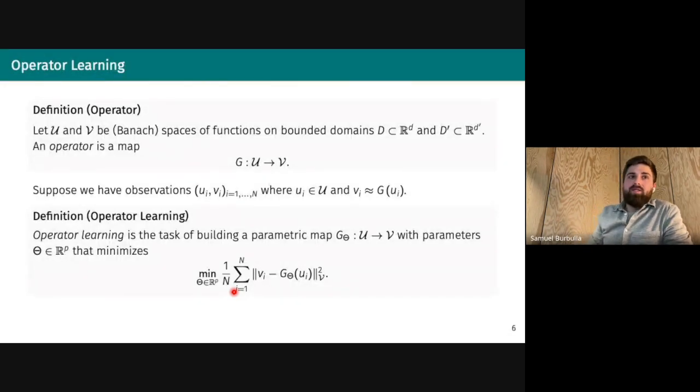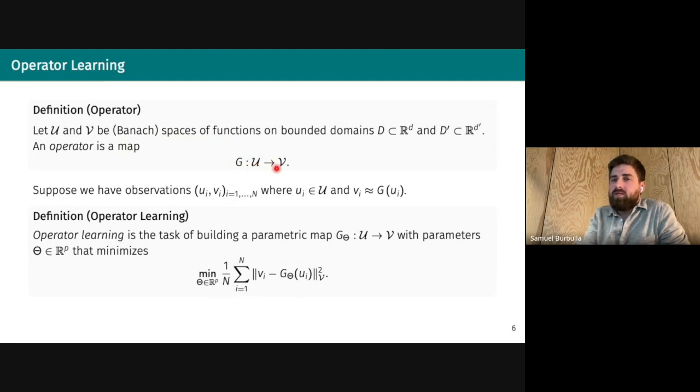Okay. So let's first clarify what an operator exactly is. Let's assume we have two function spaces, U and V. These are Banach spaces of functions on bounded domains. So elements of U are functions that map a domain D to some other domain. And these are Banach spaces, so imagine vector spaces, but with a metric, of functions. And an operator is simply a function or a map which maps this function space U to a function space V.